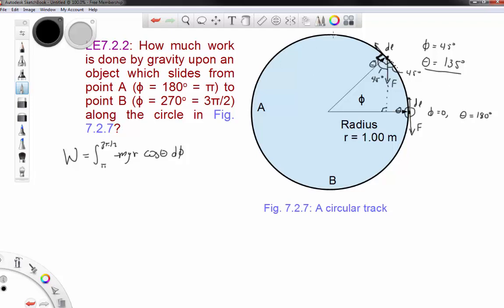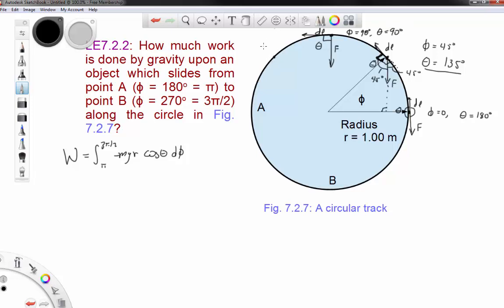Okay, so now let's pick the next one. That would be the one where F is straight down like this, and where dl is straight over like this. So there's dl, there's F, and this is perpendicular, but this also happens to be angle theta. So at phi equals 90 degrees, I get theta equals also 90 degrees.